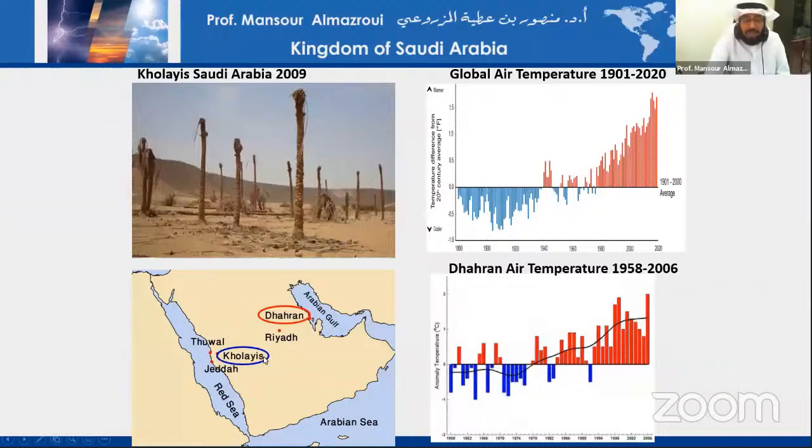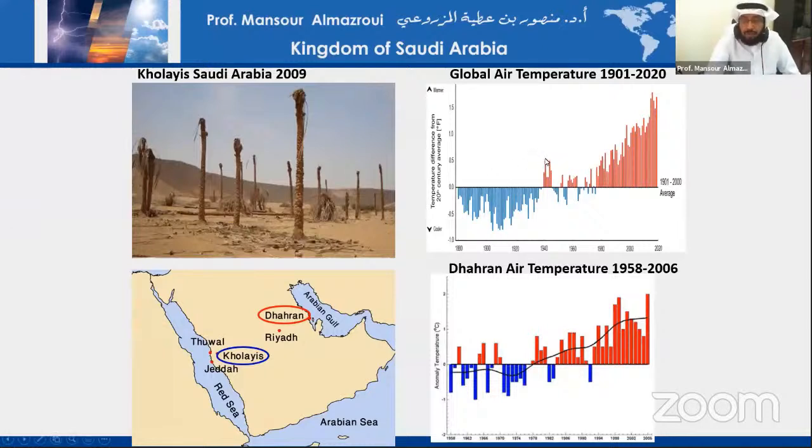I'm giving you an example here of Khulais, where it shows the dead palm trees in the Khulais region. This is my village, by the way, which is 100 kilometers northeast of Jeddah. You can see these palm trees, whose age is more than 80 years, but recently a big drought came to the region, and it has shown this drought.